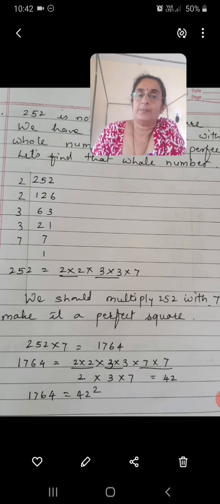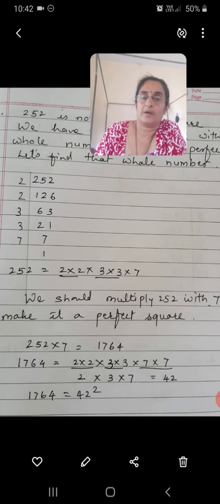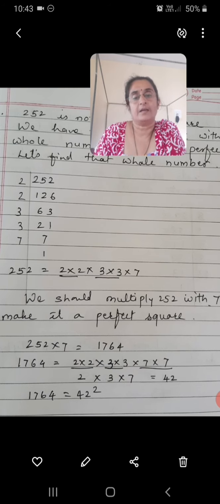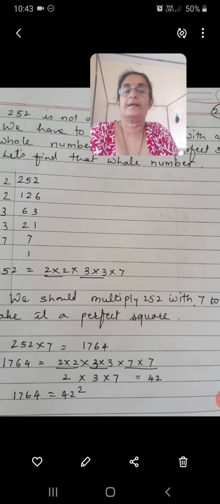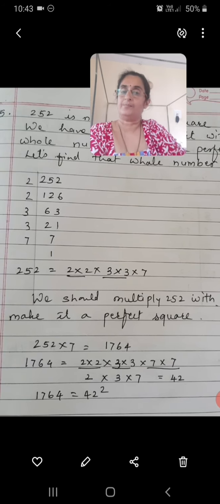When I did the prime factorization of 252, what did I get? 2 into 2 into 3 into 3 into 7. Now to find out the square root, what do we do? We make pairs of the numbers. So 2 is one pair I got, 3 is one pair I got, and only 7 is single. So 7 is extra there. So what do I have to do? To get a perfect square, we need one more 7. Then I can make a pair of 7. So I have to multiply the given number by 7. So we should multiply 252 by 7 to get a perfect square.